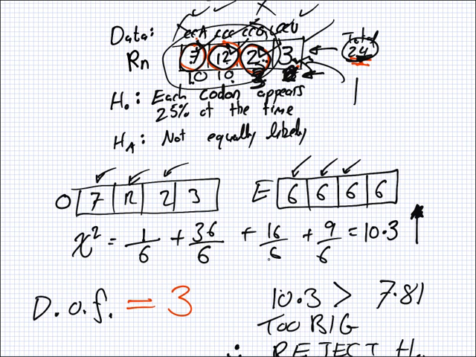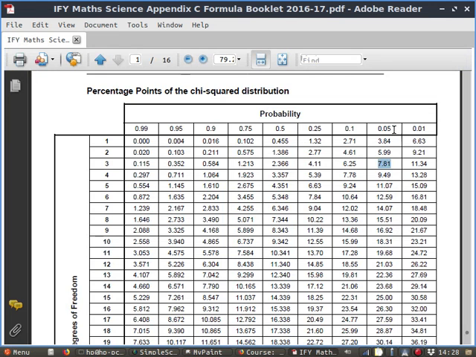Now, how to get the 7.81? You go to the column marked 5%, as always. That's 5%, can you see? Always, because remember last class we said it's 5%. And you go to 3 degrees of freedom. In the 5% column is that number.